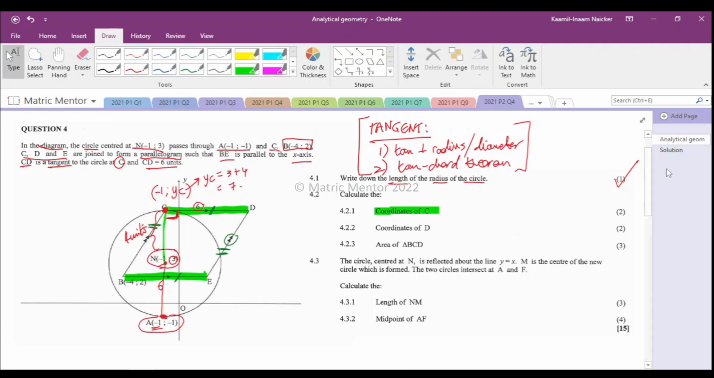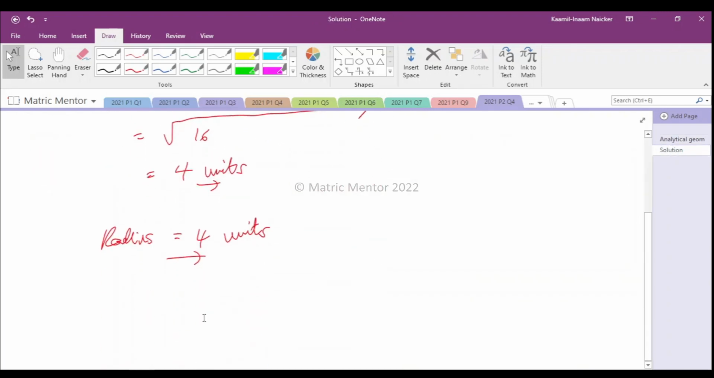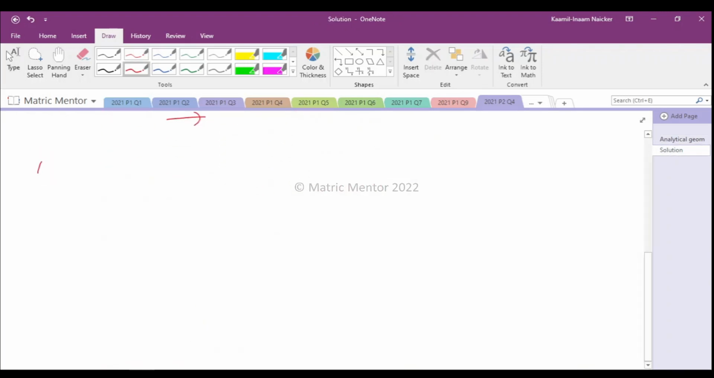So now you're probably thinking, how do I write this down on paper? Well, that's why we are here. Let's go on. 4.2.1. So here's how you're going to write out your answer, okay?